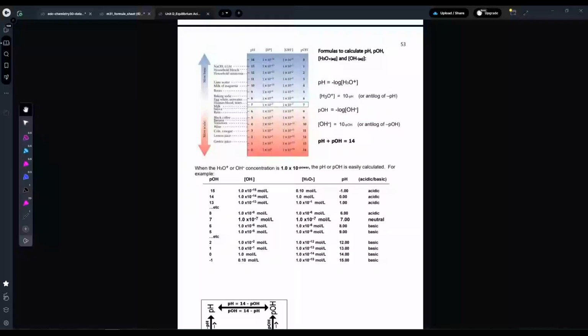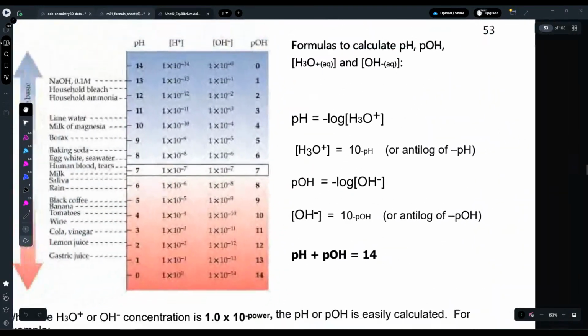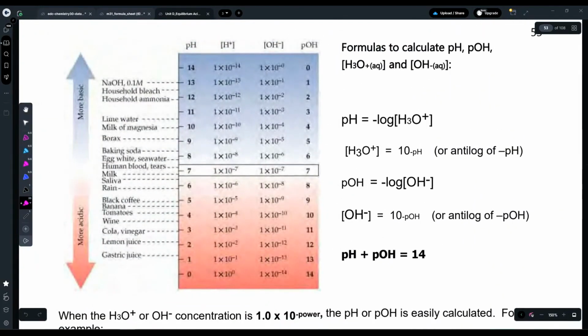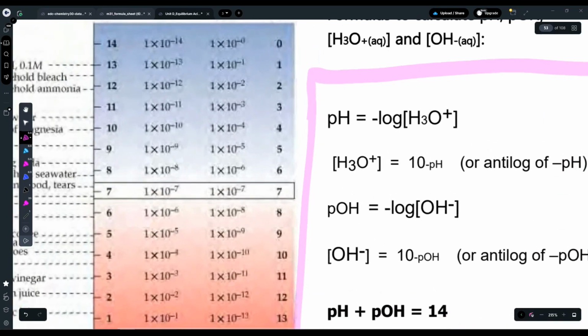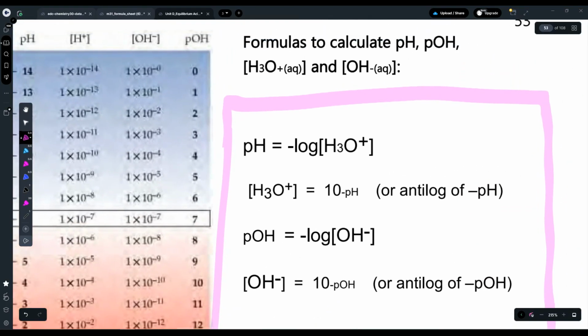In this video, we're going to go over how to calculate pH, the concentration of hydronium ions, pOH, and the concentration of hydroxide ions. So there's a number of formulas here that you should memorize. All of these formulas, you'll need to memorize them because they are not given to you in the data booklet.